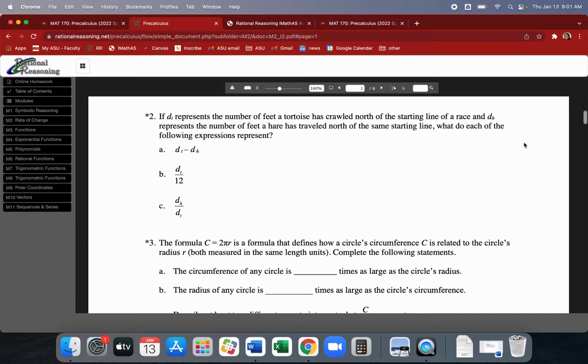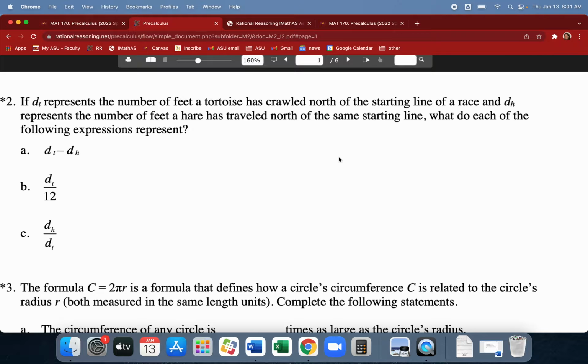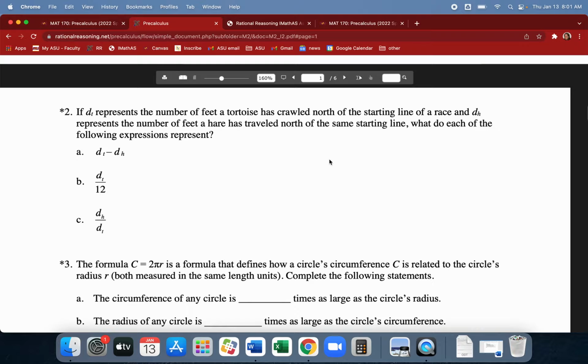Now, one thing I want to point out about this. We're using this symbol D, and it has a subscript on it. I know it's a little hard to see if you're in the back, maybe even in the front. But this says D with a subscript of T. So we have 2 different distances that we're using. And D is nice to use for distance, but I don't want to use the same symbol, the same variable, to represent 2 things that aren't really the same. So this D with a subscript of T represents a number of feet that a tortoise has crawled north of the starting line of a race.